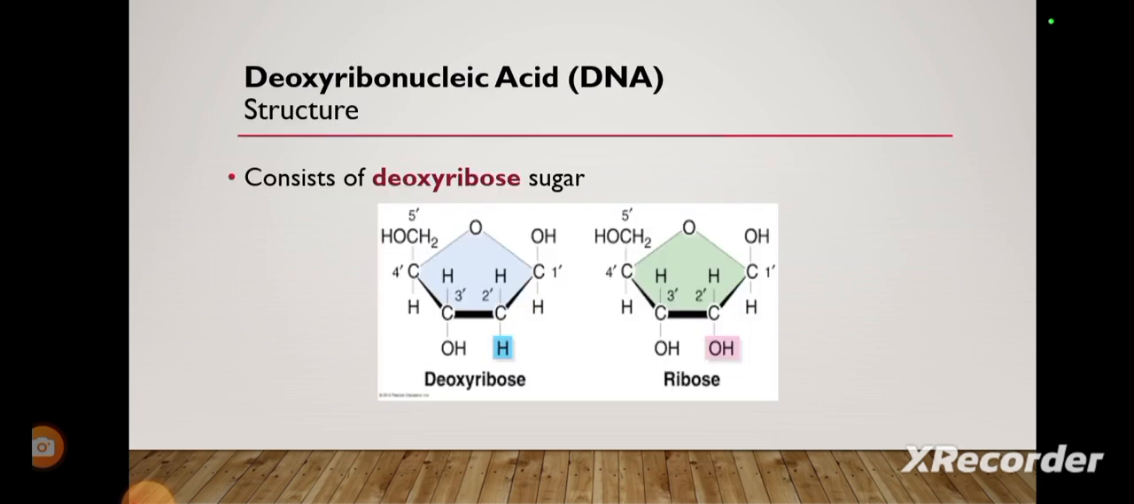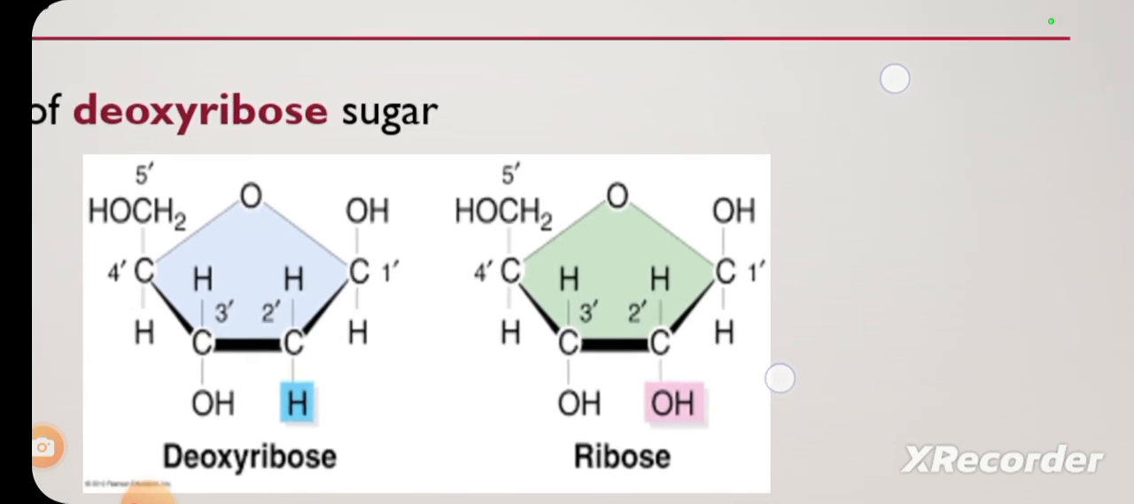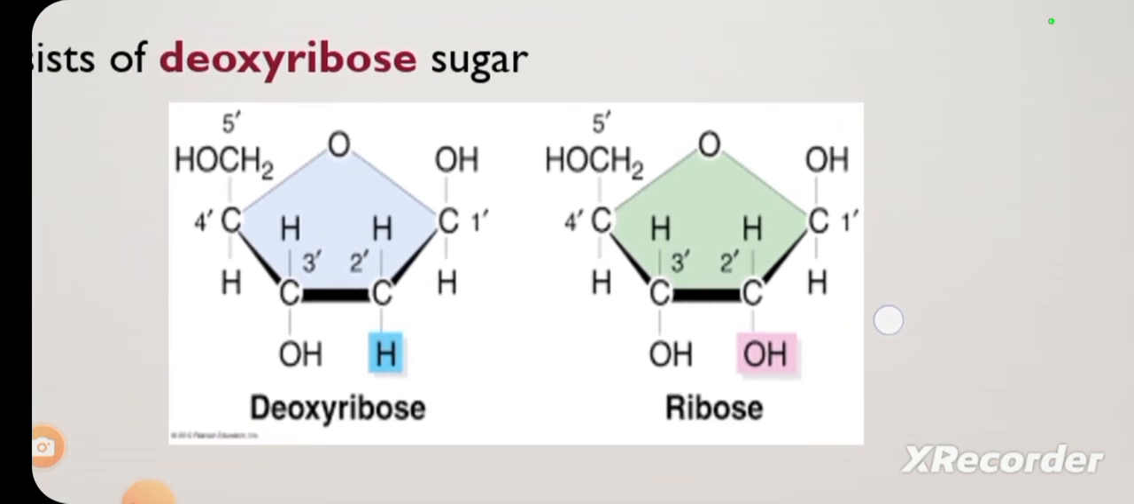What is DNA? DNA is actually deoxyribonucleic acid. This DNA consists of deoxyribose sugar. That is why it is named deoxyribonucleic acid. Now, what is this deoxyribose sugar? This is the sugar that contains one oxygen less than the simple ribose sugar.